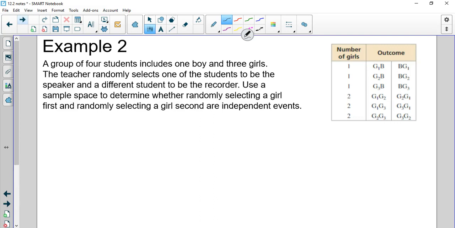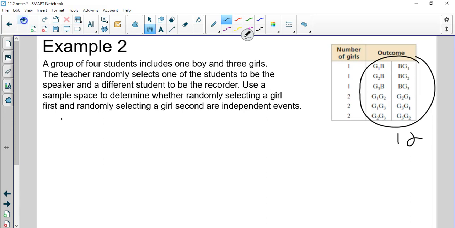Okay, number 2. A group of 4 students has 1 boy and 3 girls. Teacher randomly selects one of the students to be the speaker and a different student to be the recorder. Look at the sample space provided to determine whether randomly selecting a girl first and selecting a girl second are independent events. So let's look at this. You've got your chart of number girls 1, number girls 2. All right. Now, how many are there total? Well, total, there's 12 in sample space. Okay, so that's going to be our denominator.